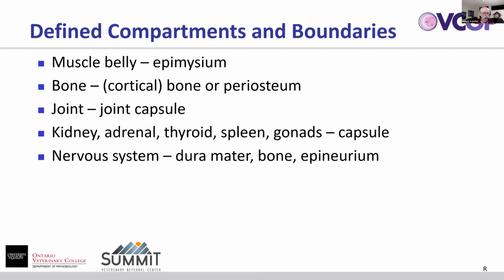Many of the organs in the body have a capsule that completely surrounds that organ: the kidney, the adrenal, the thyroid, spleen, and gonads. And so describing the relationship of neoplastic cells to the capsule becomes important in determining whether that excision was adequate. In the nervous system, it's the dura, which is a really tough and obvious dense tissue barrier. And then the bone of, say, the skull or the spine, and the epineurium, particularly of peripheral nerves.